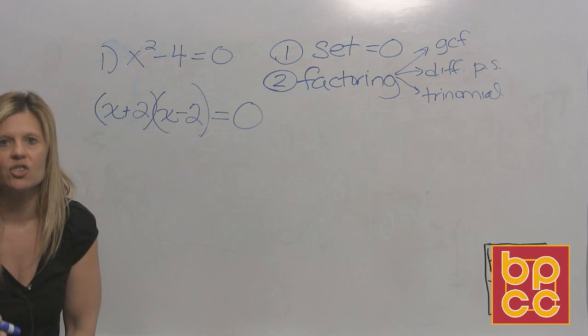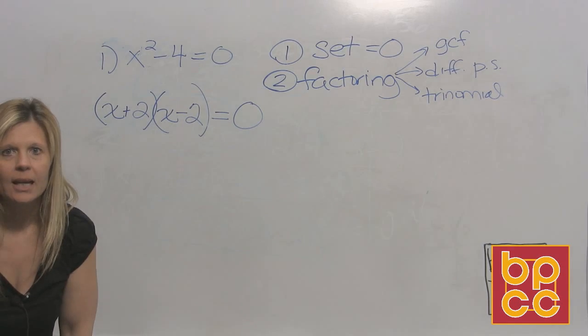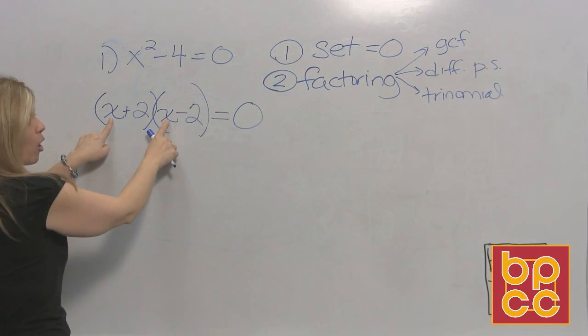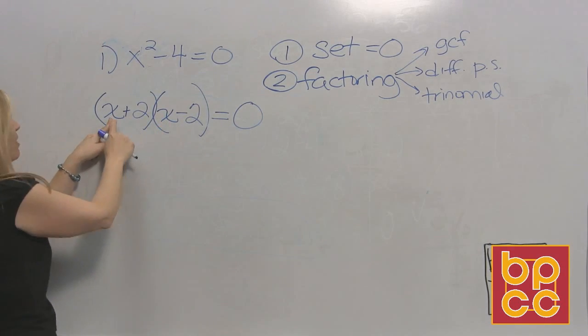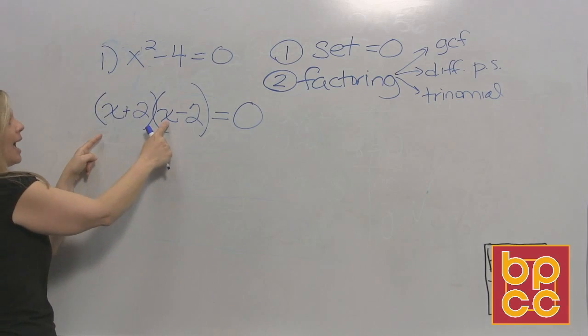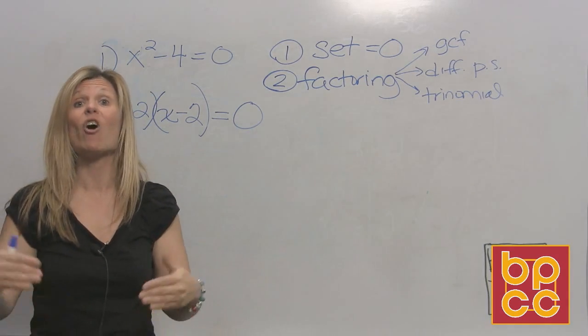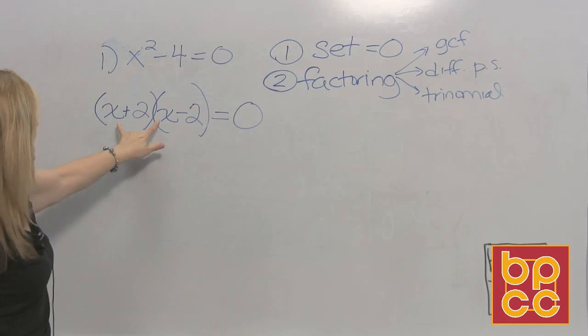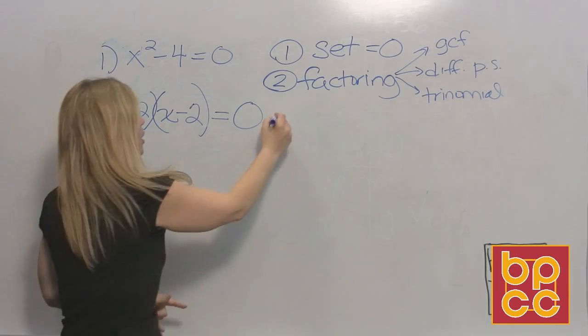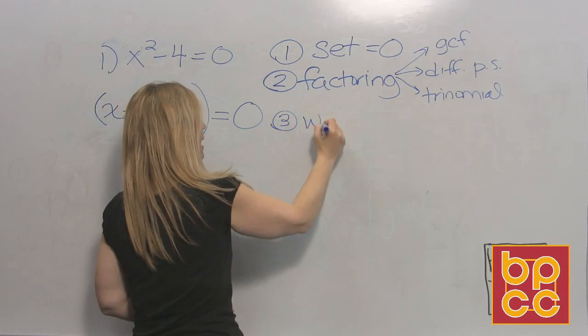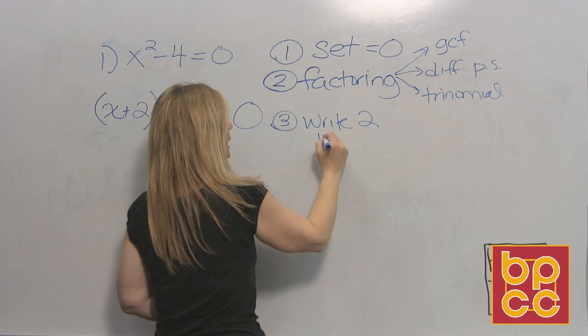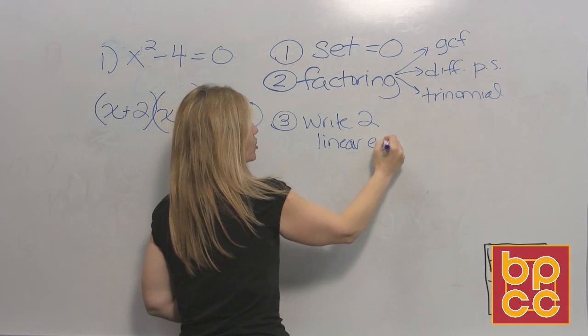What you have just done is a magic trick. If you look, no longer are these x squareds. They are x to the first power, x to the first power. They are no longer quadratic. They are linear. How many x's do you have here? 2. So step 3 is now you're going to write me 2 linear equations.